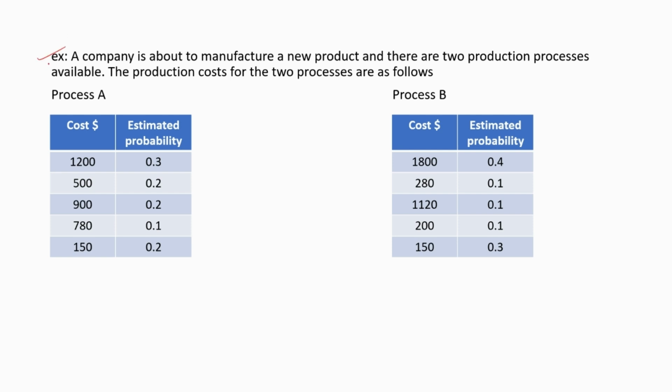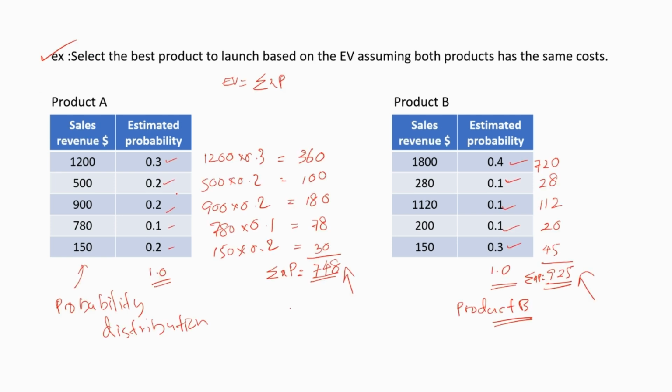A company is about to manufacture a new product and there are two production processes available. The production costs for the two processes are as follows. This is process 1 and this is process 2. They have given the costs and the respective probabilities. All these data are the same as the previous example.